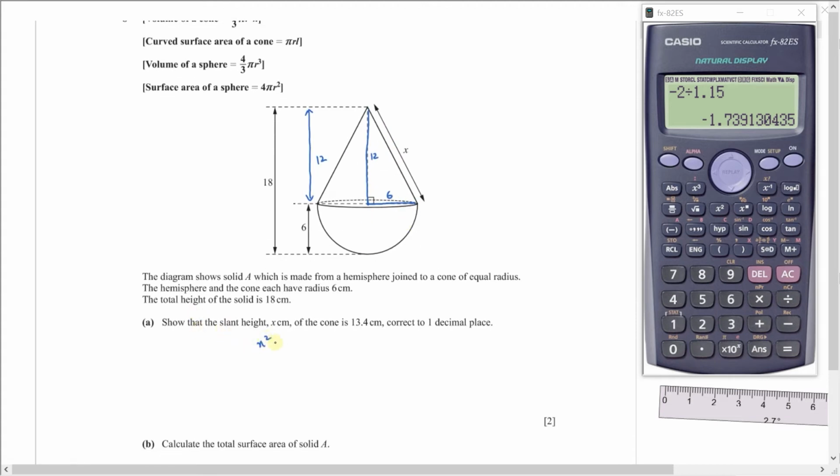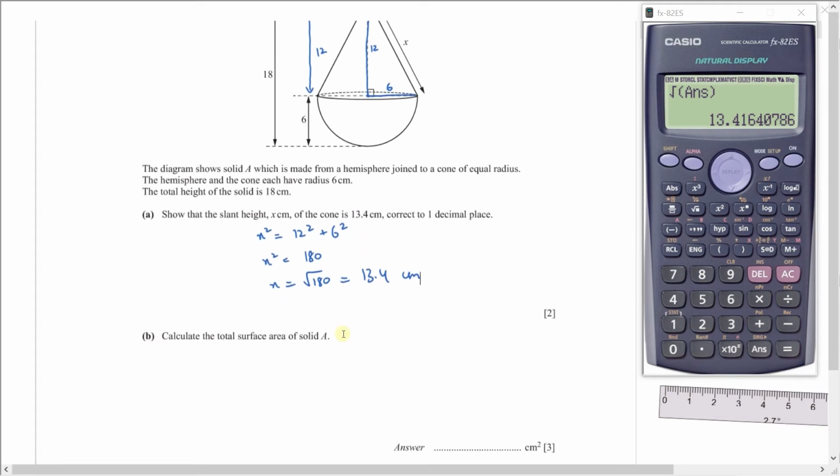I will get x squared equals 12 squared plus 6 squared. So x squared equals 180. So x will be the square root of 180, which is 13.4 centimeters, correct to one decimal place. So you have shown that x is 13.4.